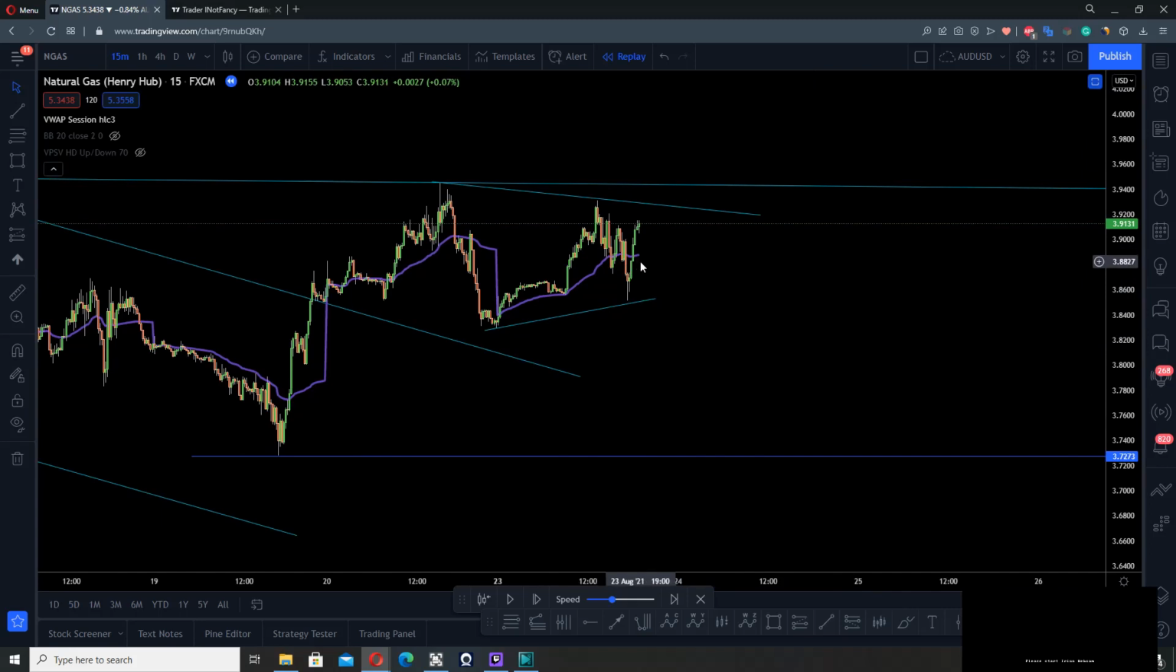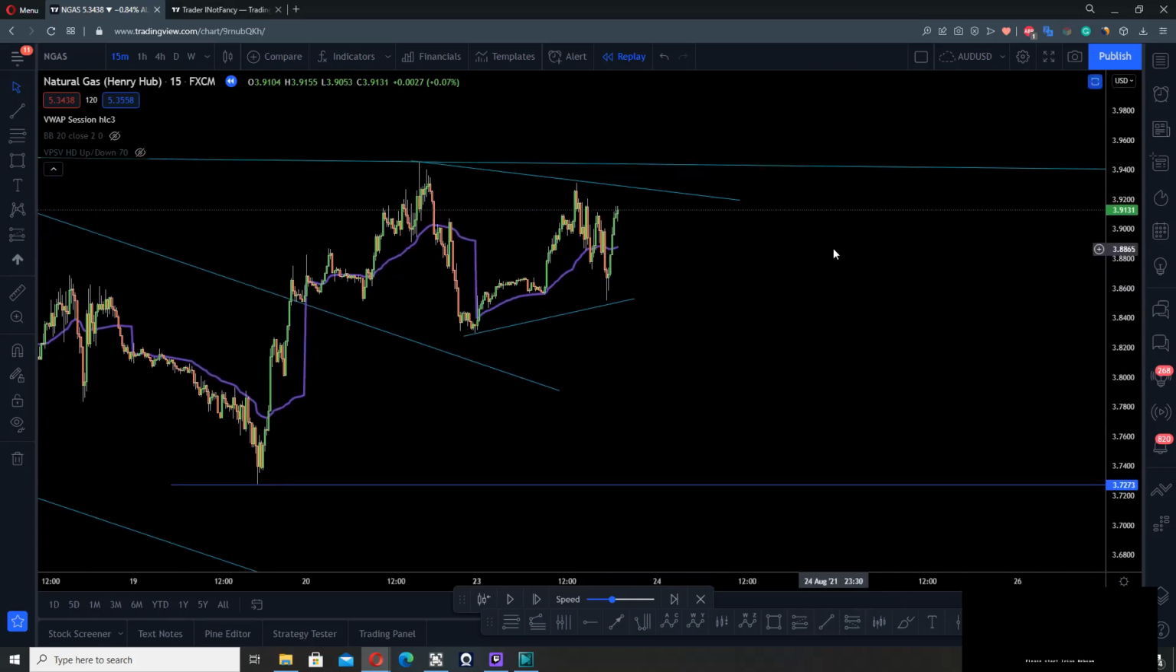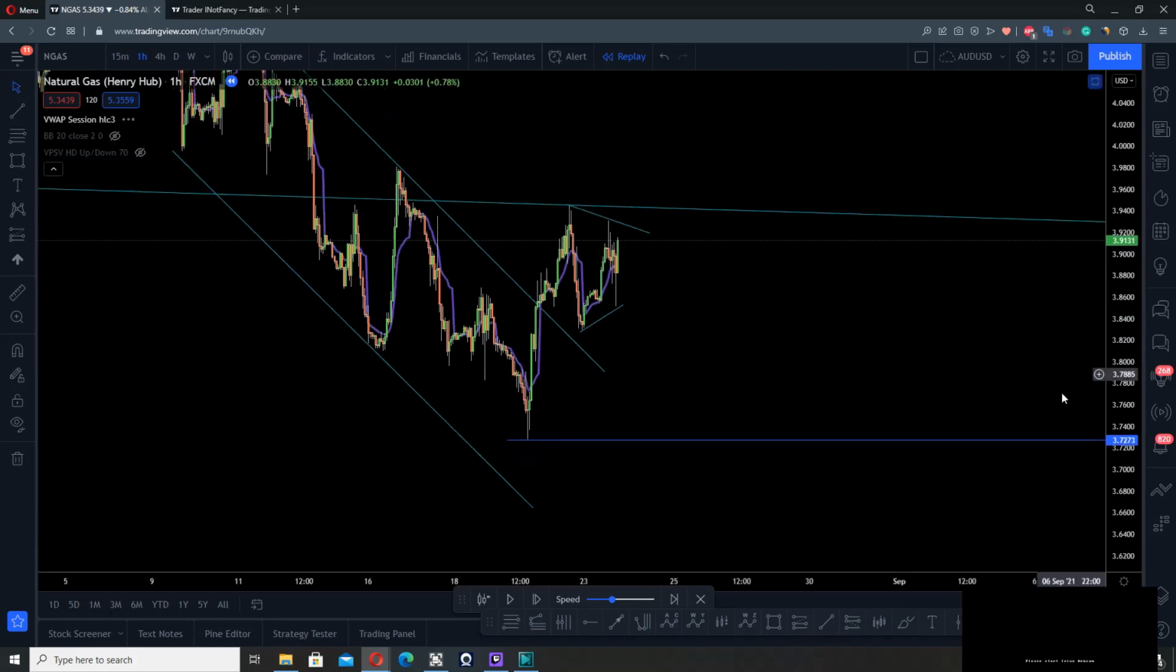VWAP is a tool that you can use for confirmation. Of course, nothing in trading is a 100% confirming kind of tool. It doesn't exist. You know, the market moves as it moves, and you have to use your indicators, your tools, as reference points. So everything is looking bullish right now.